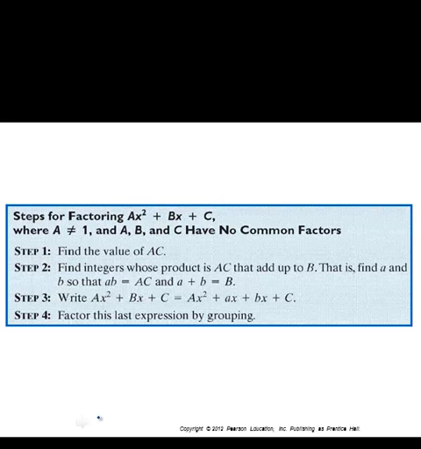Now, let's talk about factoring a trinomial where the leading coefficient is not 1. And we'll use the so-called AC method. Basically what we'll do is we'll multiply the leading coefficient times the constant term. And then we'll ask ourselves the question, what two numbers have a product of whatever A times C is, but whose sum is B? That's what we're saying here.